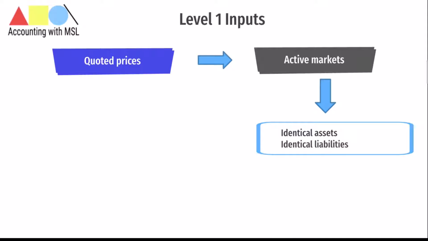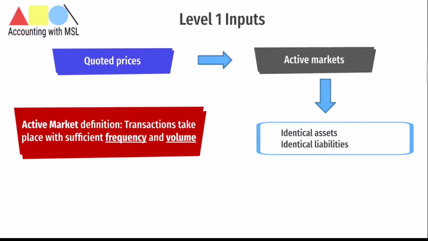How does IFRS 13 define an active market? IFRS 13 fair value measurement defines an active market as a market in which transactions for the asset or liability take place with sufficient frequency and volume to provide pricing information on an ongoing basis. So any market in which transactions for that particular asset or liability take place with a lot of frequency and volume, to the extent that it can give us enough pricing information on an ongoing or continuing basis, is deemed to be an active market.